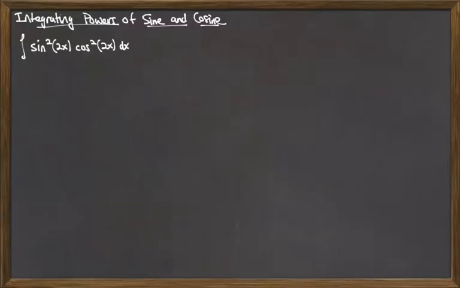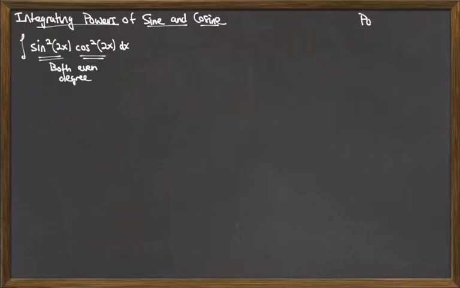In this video, we'll look at integrating an expression involving powers of sine and cosine. The example I've chosen is sine squared of 2x times cosine squared of 2x. The first observation to make is that both of the powers are even degree. I have sine squared and cosine squared.